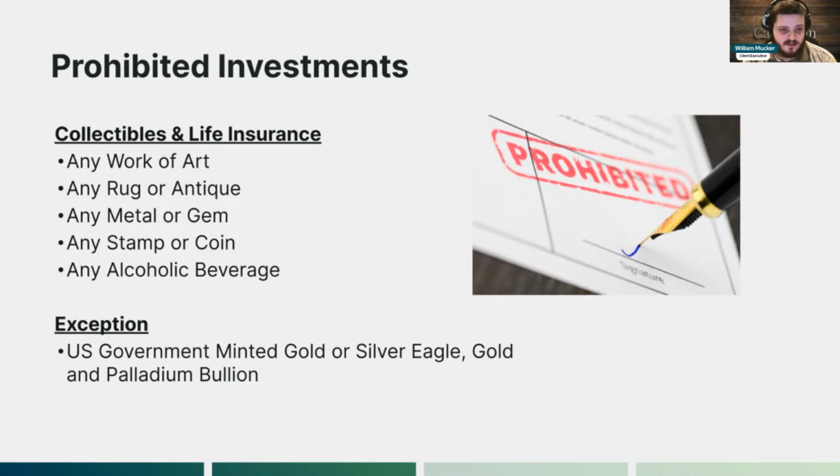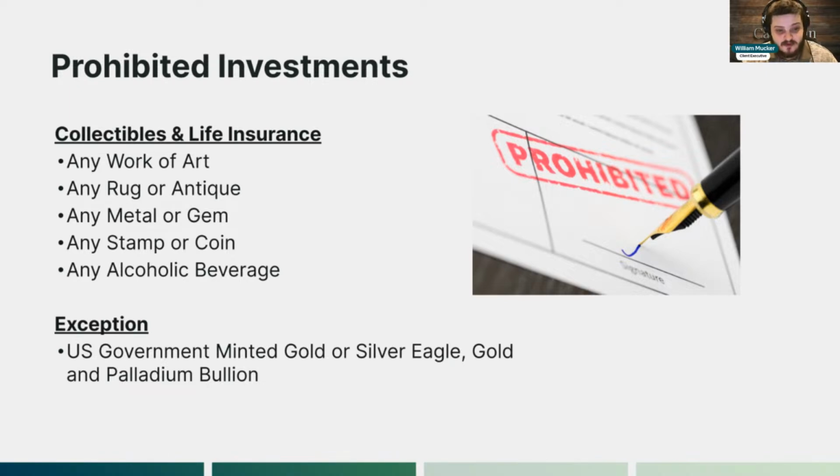So we just talked about what your IRA can invest into. Now, what can't your IRA invest into? Basically, the IRS doesn't want your IRA to go out and invest into hard-to-value assets. These mainly manifest into collectibles and life insurance. So works of art, they're hard to value because one person might say that's worth $100 and one person might say that's worth $1 million. So they're hard to value.